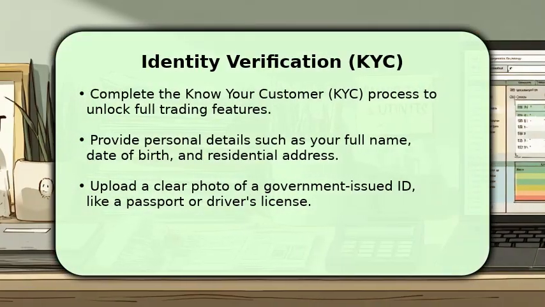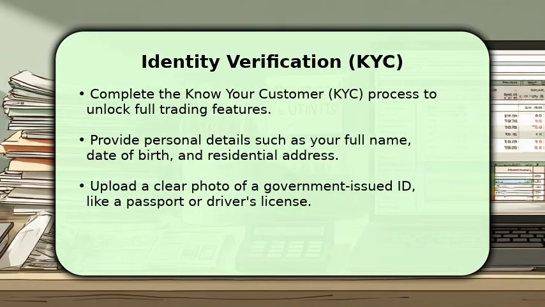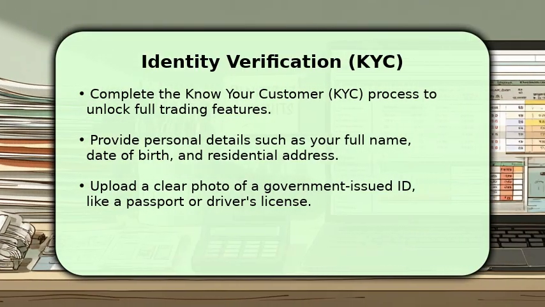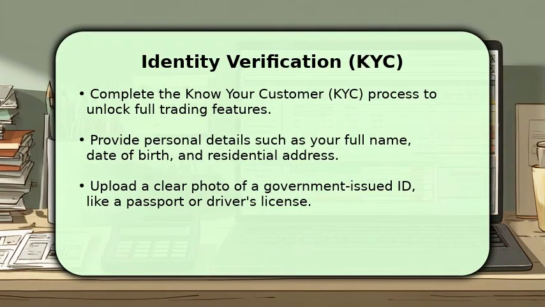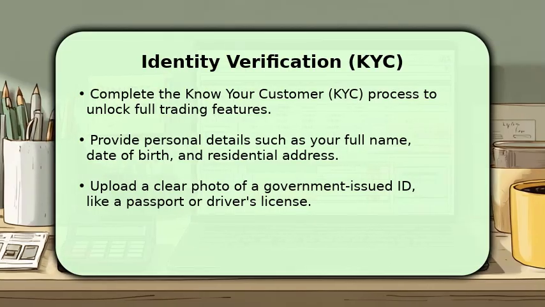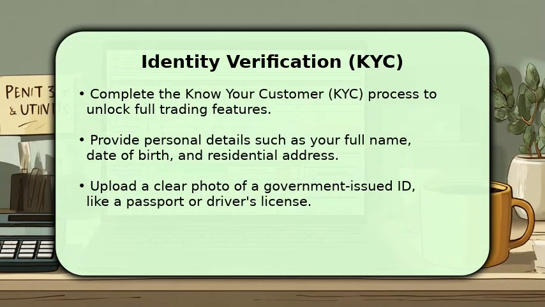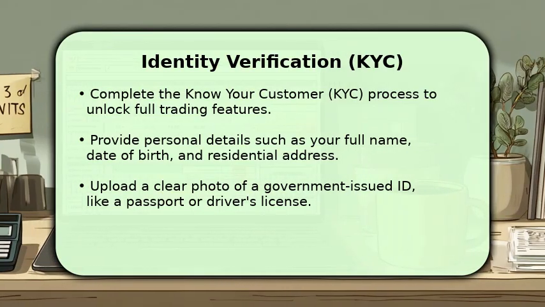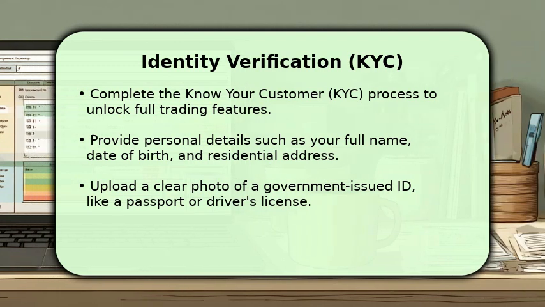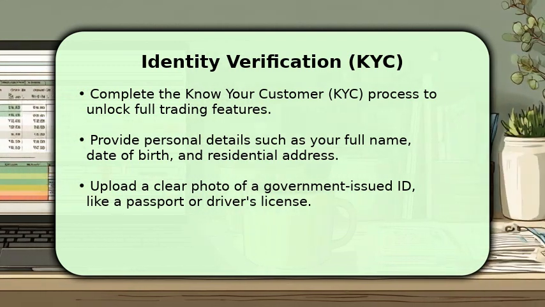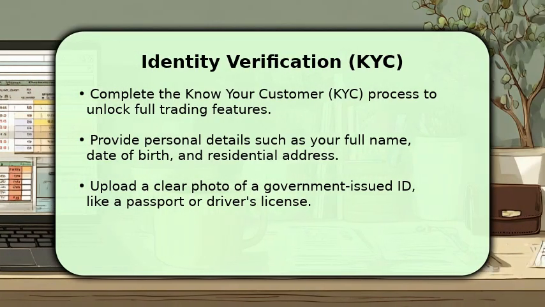Next, you'll need to complete the identity verification, also known as KYC, to unlock all of Binance's trading features. This involves providing personal details like your full name, date of birth, and current residential address. You'll then upload a clear photo of a government-issued identification document, such as your passport or driver's license. Finally, perform a quick facial verification scan using your device's camera to confirm your identity.